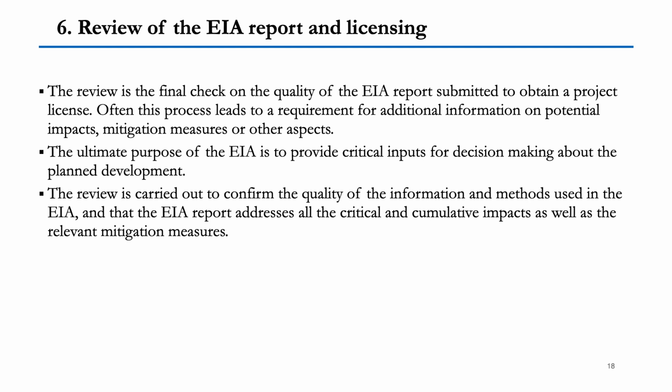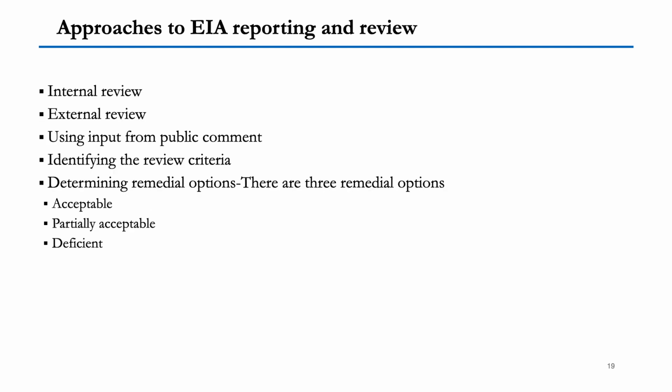So such kind of cross checking, the team of policymakers needs to do. Approaches to EIA reporting and review. These are the steps and basically the approaches for how the reporting and review is to be done. Internal review, then external review, using information from public comment, identifying the review criteria, determining remedial options.